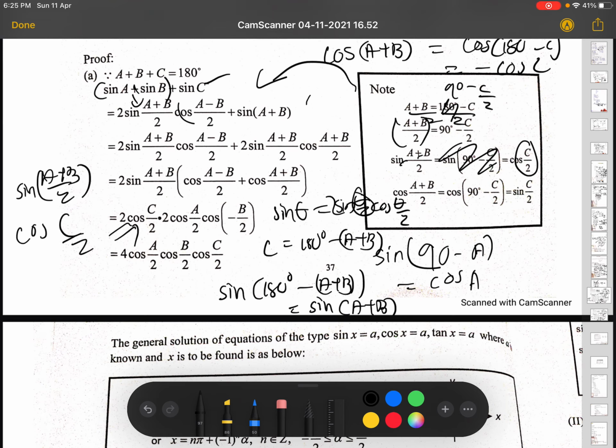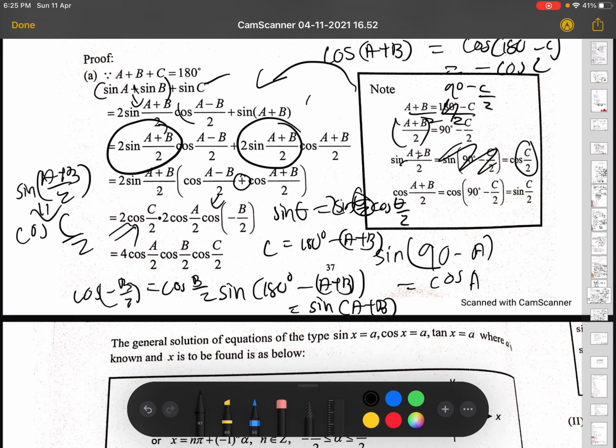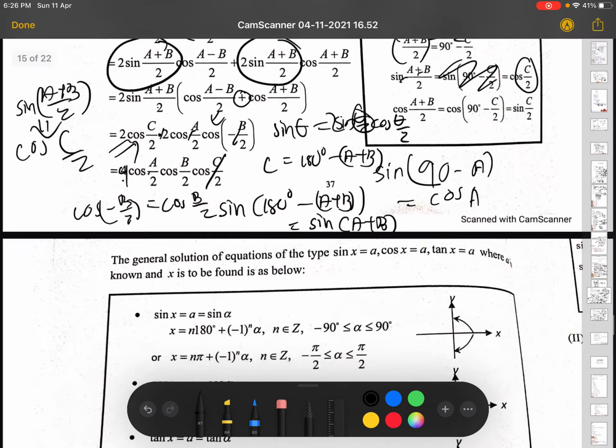So take out the 2 sine of A plus B over 2. And then remember, it's equal to cos C over 2. And then here, cos of A minus B over 2 plus cos of A plus B over 2. You can turn this plus into multiplication, which is what they did here. And then remember that this minus B over 2, the minus doesn't matter because it's cos. So cos of minus B over 2 is equal to cos B over 2. So that'll be 2 cos A over 2 cos B over 2. 2 times 2 is 4. So it's 4 cos A over 2 cos B over 2 cos C over 2. And that's your answer.